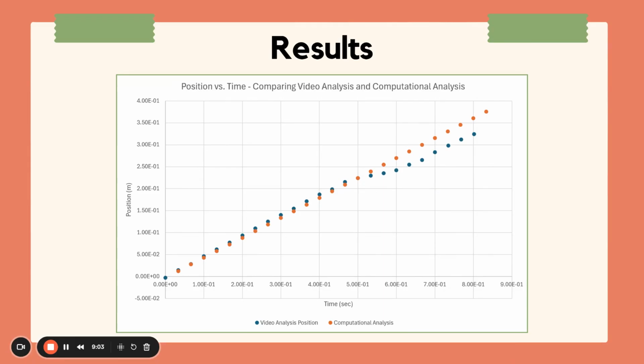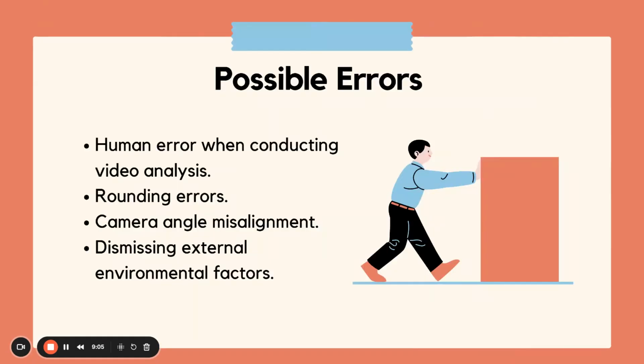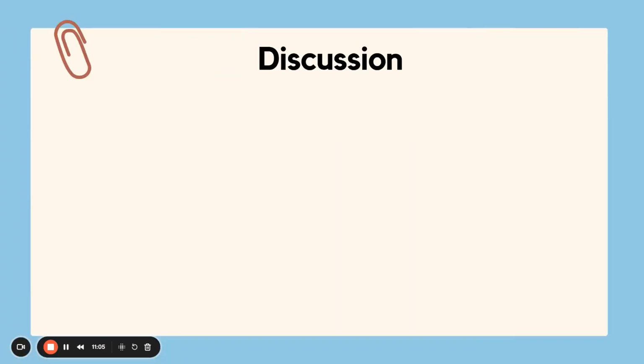Now, let's take a closer look at the possible sources of error in our experiment and how they might have affected our results. First, human error when conducting video analysis, given that we had to manually input the position at each timestamp; then rounding errors that could have affected our calculations; camera angle misalignment when we initially recorded the video; and dismissing external environmental factors. So now let's reflect on the overall experiment by answering these questions.